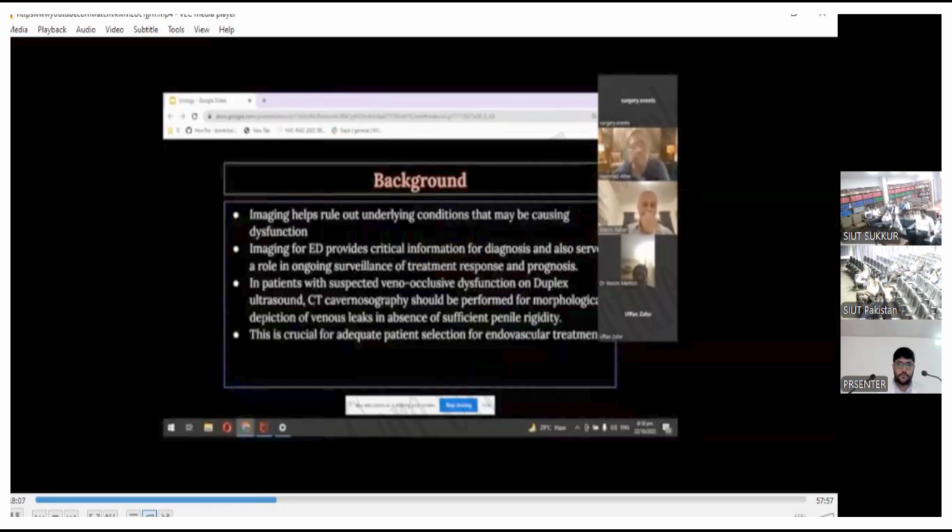Imaging for erectile dysfunction provides critical information for diagnosis and also serves a role in ongoing surveillance, treatment response and prognosis. In patients with suspected veno-occlusive dysfunction on duplex ultrasound, CT cavernography should be performed for morphological depiction of venous leaks in the absence of sufficient penile rigidity. This is crucial for adequate patient selection for endovascular treatment.